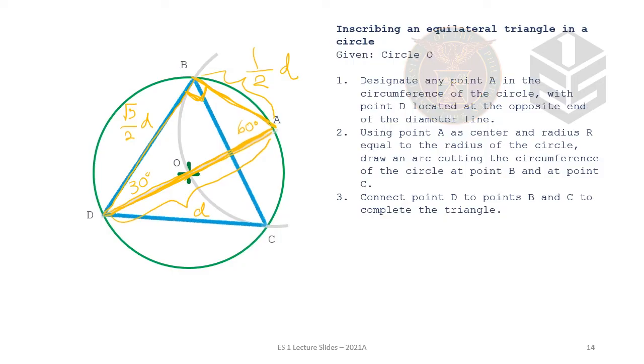So knowing that angle BDA is 30 degrees, we can assume that angle ADC is also 30 degrees. So the angle BDC will be equal to 60 degrees. And since we have the same measure for line BD and DC, we can also assume that the angle DBC is 60 degrees, as well as for angle BCD.